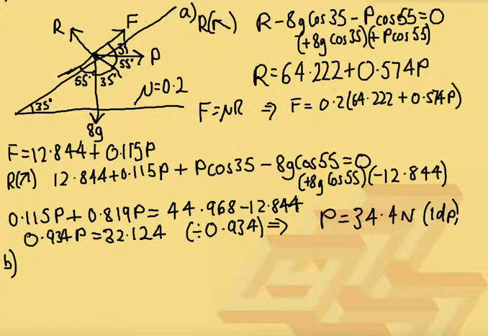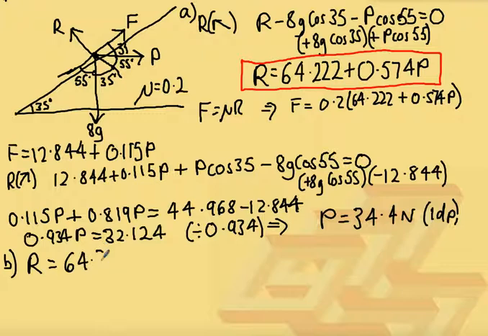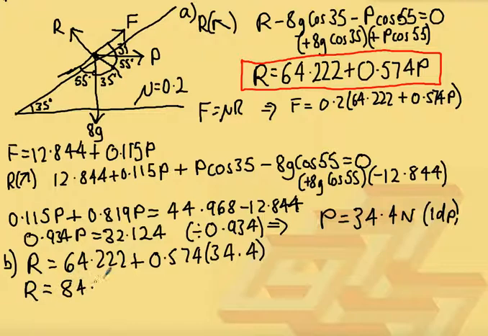I can use this equation right back at the beginning here, because I formed this equation for the reaction in terms of P. And so quite nicely, all I have to do now is say, okay, well, R is equal to 64.222 plus 0.574 times 34.4. Now, I wouldn't actually use 34.4, I would be using the stored value on my calculator so that I can get as accurate an answer as possible. And when you work it through with that accurate answer on your calculator, you should get an answer of 84.0 newtons to 1 decimal place. Okay, well, I hope that made sense and that you understood the problem.